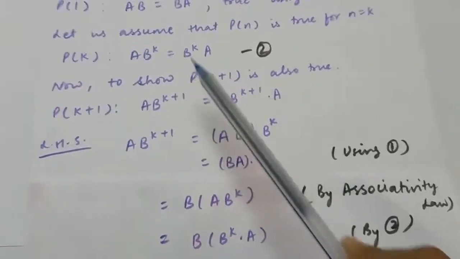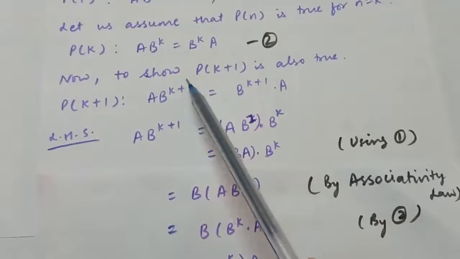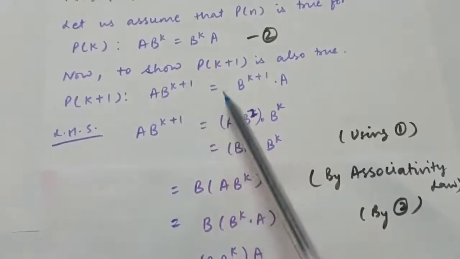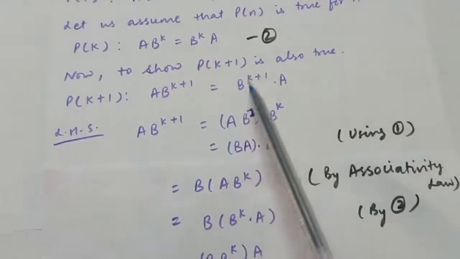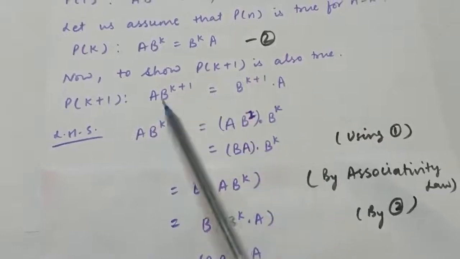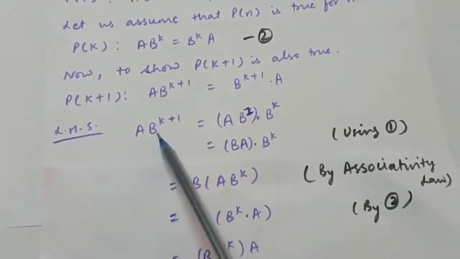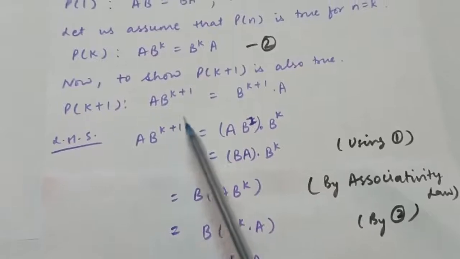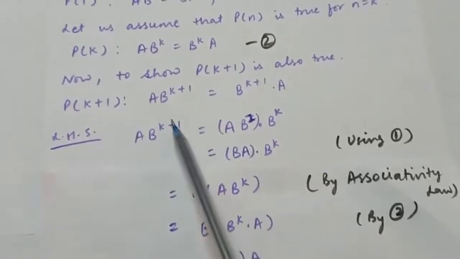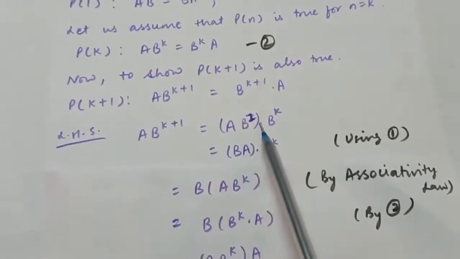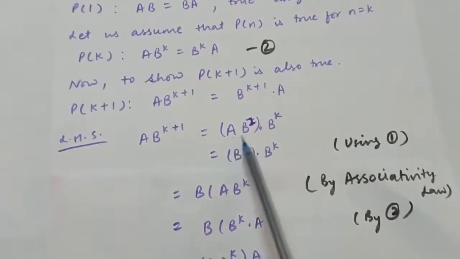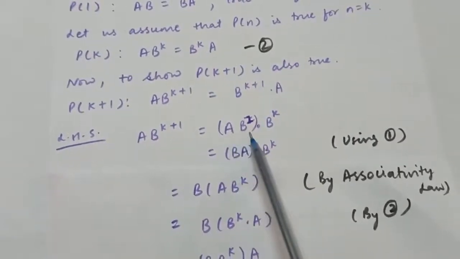In place of k, just put k plus 1. So A into B raised to the power k plus 1 is equal to B raised to the power k plus 1 into A. Now taking left hand side, A into B raised to the power k plus 1, it is equal to, now see this B raised to the power k plus 1, you can write it as B into B raised to the power k, right? And then taking this product A into B.